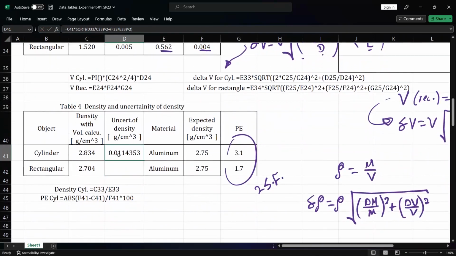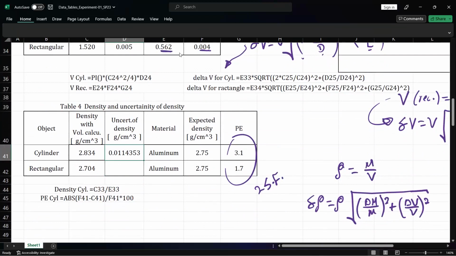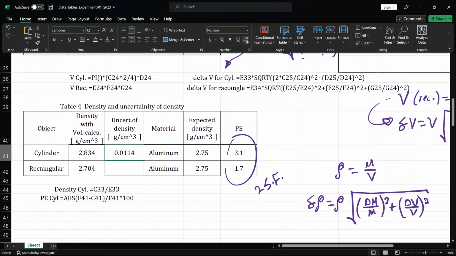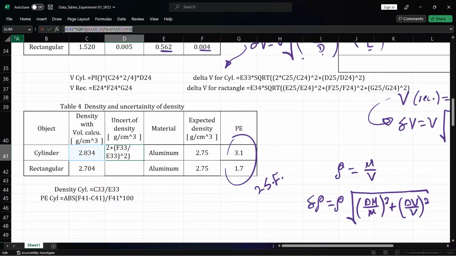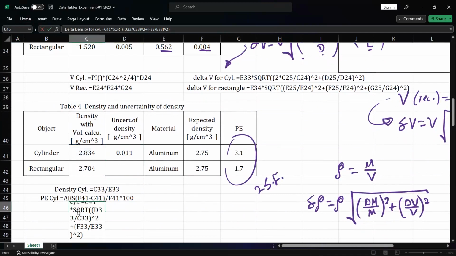Now this error again I have to cut down to only 3 decimal places. Anything more than that has no physical meaning. So this is going to be the delta density, density for the cylinder. All right, so that's about it. Let's then take a look.